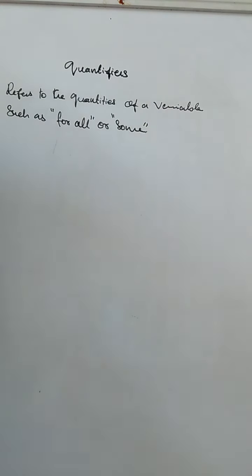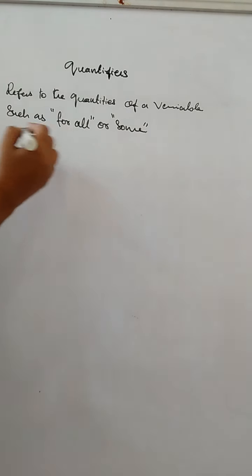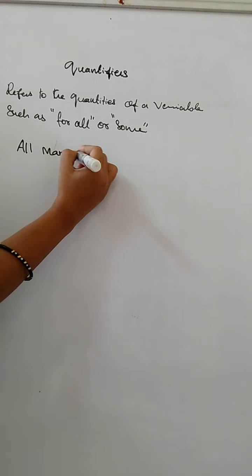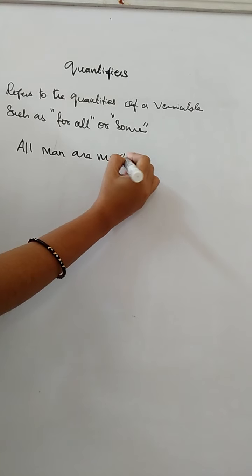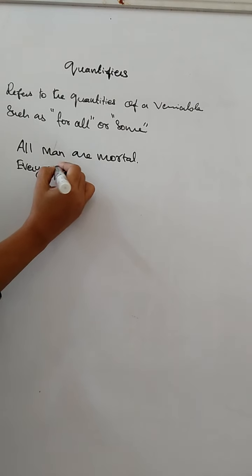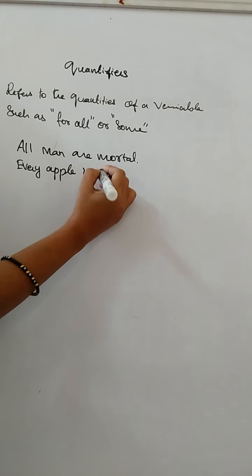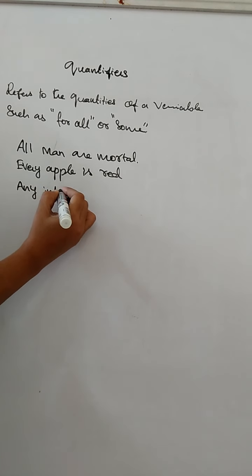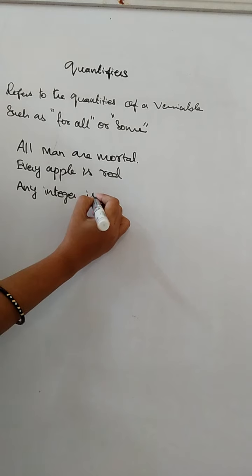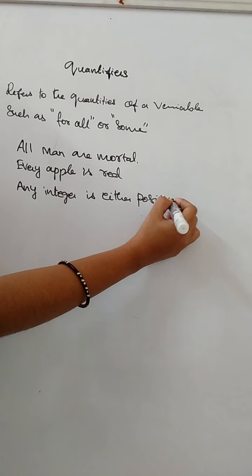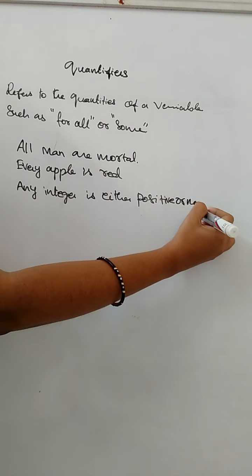For example, here I am going to take the predicates. I have the statement: all men are mortal. This is one statement. The next one I am taking is every apple is red. And then I am taking any integer is either positive or negative.